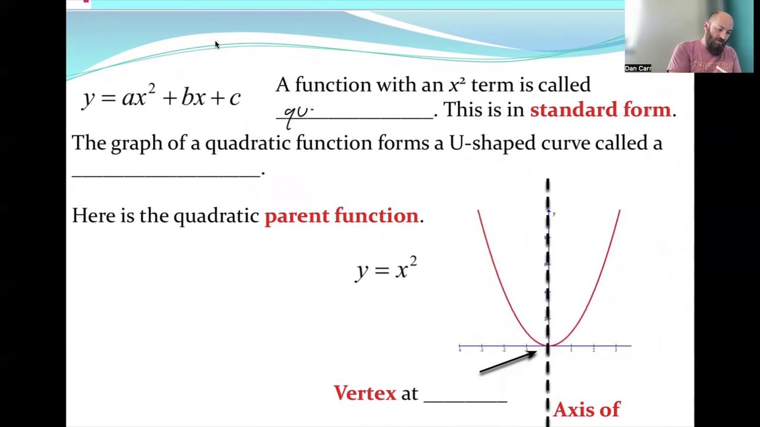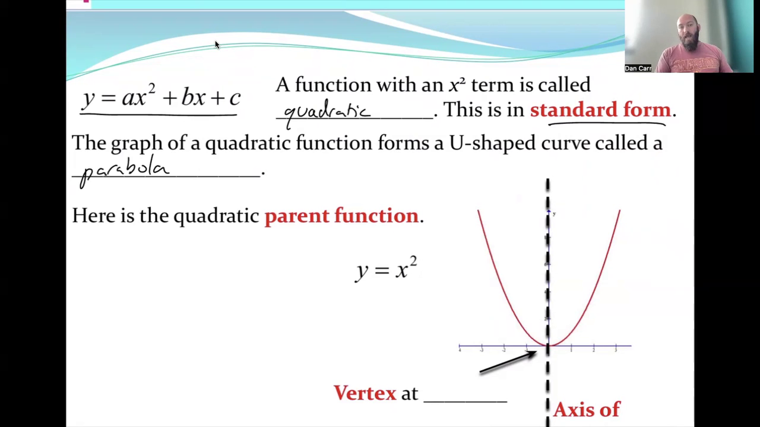It is called a quadratic function. In this format right here, where it's y equals ax squared plus bx plus c, this is what's called standard form. That's what this one is right here. So the graph of a quadratic function forms a U-shaped curve called a parabola.